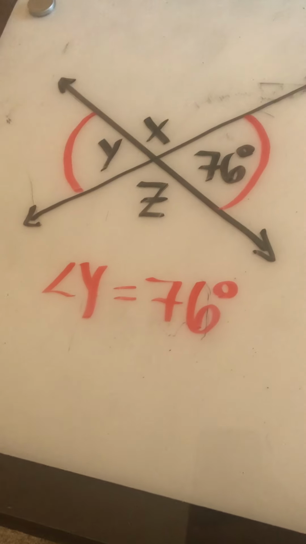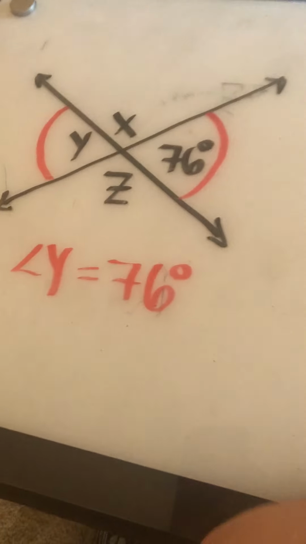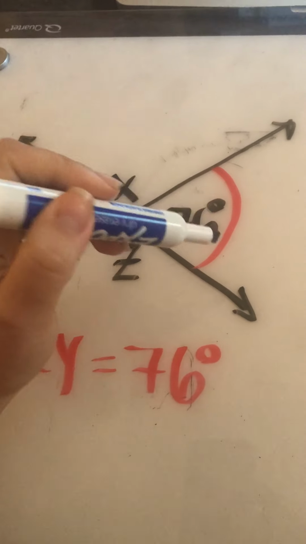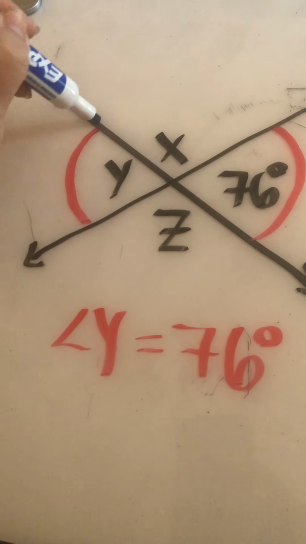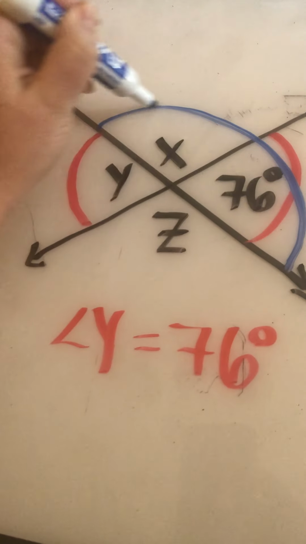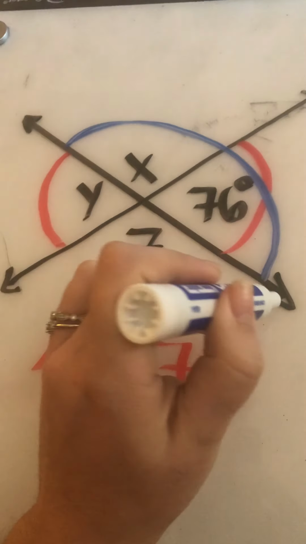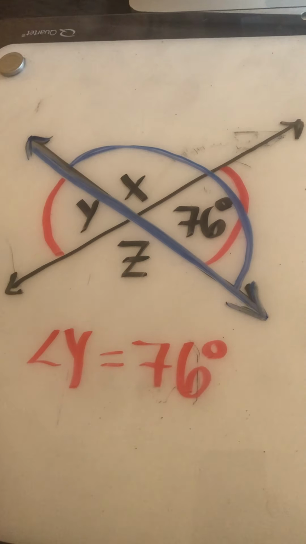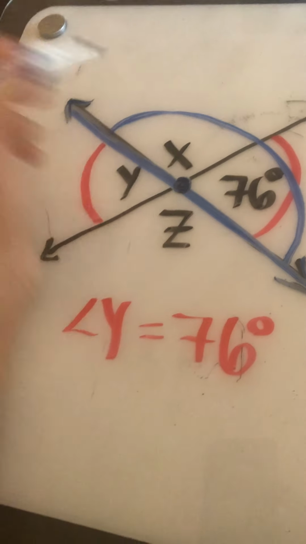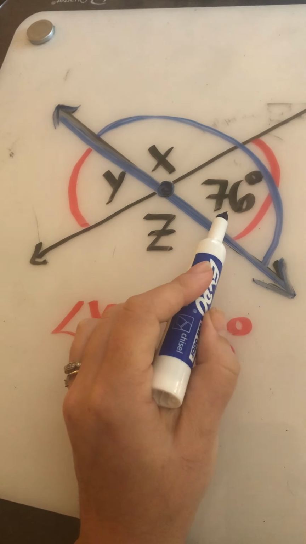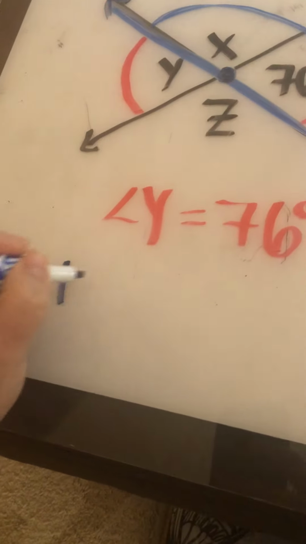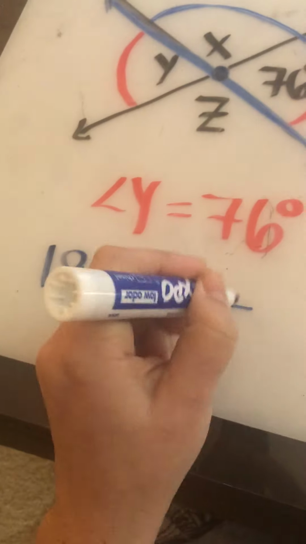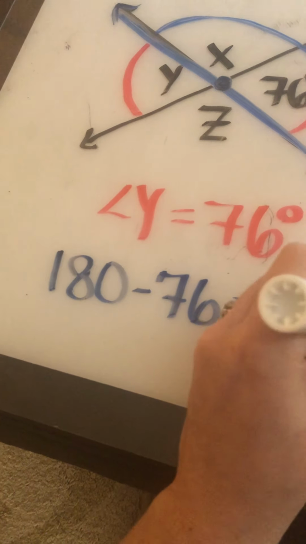Now, there should be a way that we can figure out what X is. And there is a way we can figure that out, because 76, the angle that was provided, and X, these are supplementary angles. Why are they supplementary? Because they make a straight line. And we know that a straight angle is how many degrees? A straight angle is 180 degrees. So to figure out what X is, we would do 180 minus 76. So 180 minus 76, okay? And that's going to give us 104 degrees.